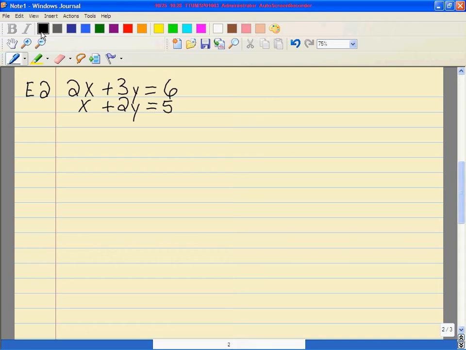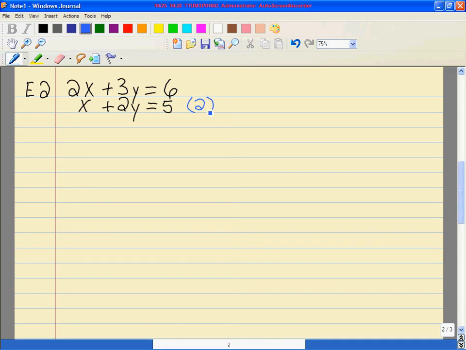If I look at the coefficients of x, I've got an understood 1 here and a 2 here. So the least common multiple between those would be 2. If I look at the coefficients of y, I've got 3 and 2. The least common multiple of those would be 6. So I think it will be easier to solve for y here by canceling the x's out, because I can do that using one step.